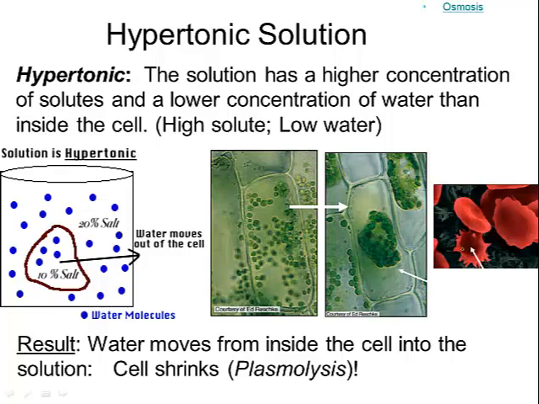Okay, so this is what one of our red blood cells would look like if it was shrinking because it was in a hypertonic solution. So water has been rushing out of the cell.